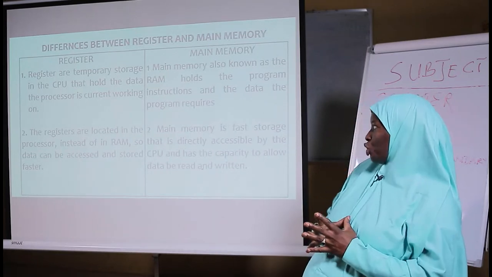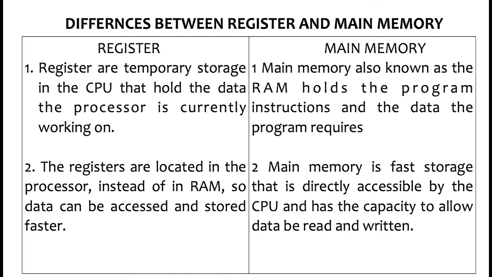That's the difference between the two. The main memory, also known as the RAM, holds the program instructions and the data the program requires. The next difference is that the registers are located in the processor instead of in RAM, so data can be accessed and stored faster.